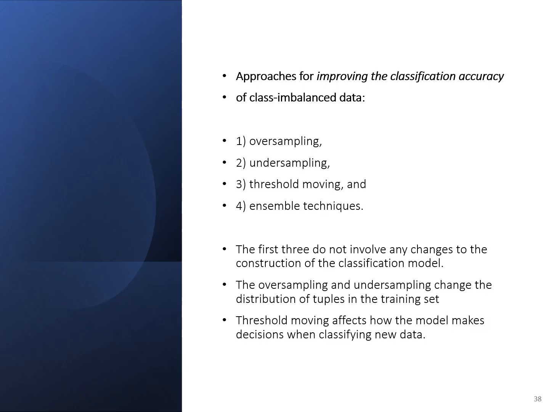Approaches for improving the classification accuracy of class imbalanced data: number one, oversampling. Number two, undersampling. Number three, threshold moving. Number four, ensemble techniques. The first three do not involve any changes to the construction of the classification model. Oversampling and undersampling change the distribution of tuples in the training set. Threshold moving affects how the model makes decisions when classifying new data.